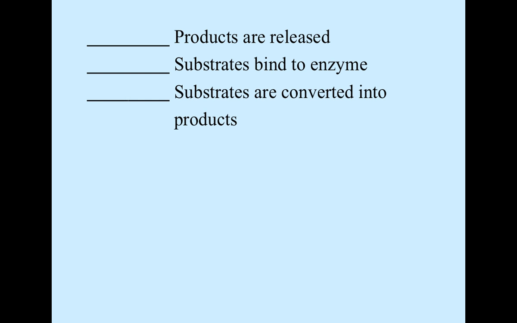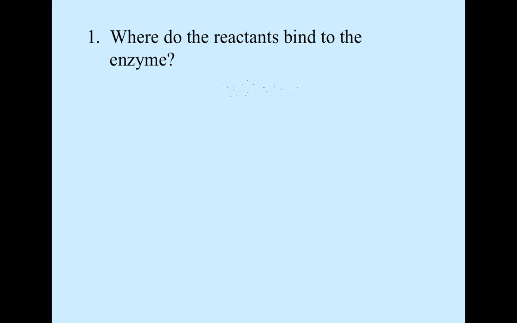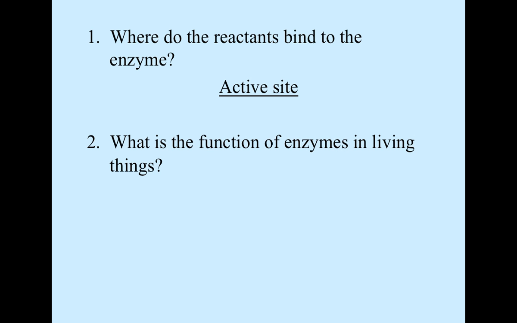So let's place these three things in order. The first step is that substrates have to bind to the enzyme, if we look at the diagram. The second step is that they get converted into products, and then the products get released. All right, so where do the reactants bind to the enzyme? If you look on the diagram, that happens at the active site. Now, what is the function of enzymes in living things? They are catalyzing, or speeding up, chemical reactions.